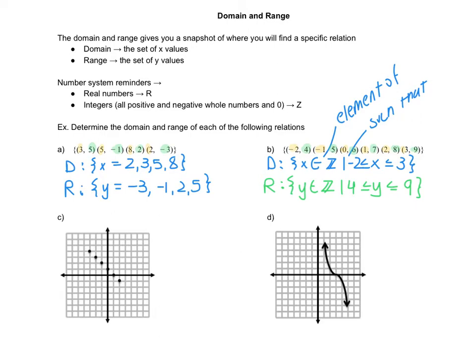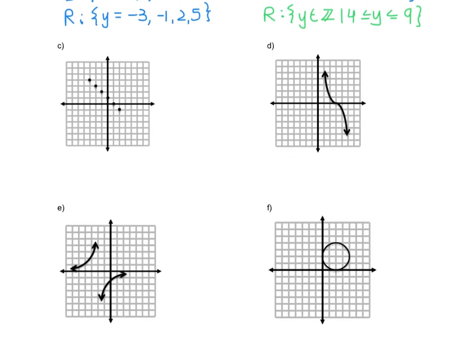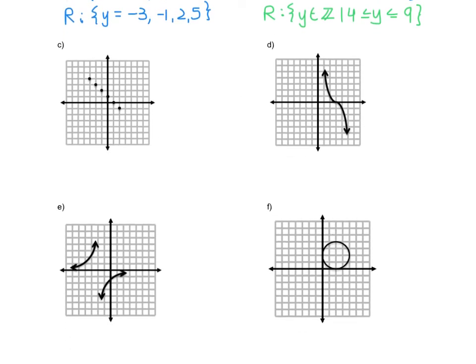And this is when you're just given a set of ordered pairs. If we look at the ones below, they're all graphs. So it's nice because it's a bit more visual. And we'll practice domain and range for these ones now. So for C, it's just a set of points. Now, because it's a set of points, again, it's going to be about integers here.